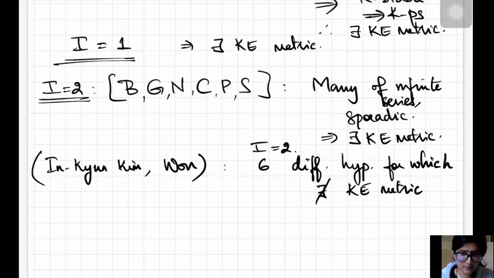Just for lack of time, I'm not writing down what the 6 are, but if I'm not mistaken, there are exactly 6 of them. So this proves the conjecture that when the index is 2, there's always going to be a Kahler-Einstein metric. But this gave us an idea that it's not going to be the case, but we had the rest remaining for us to prove.